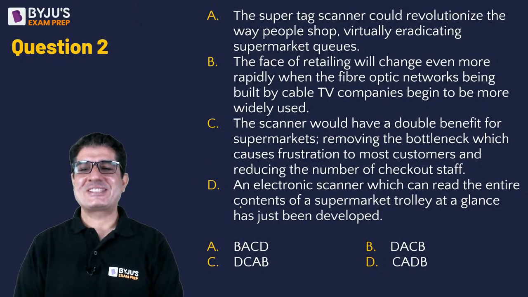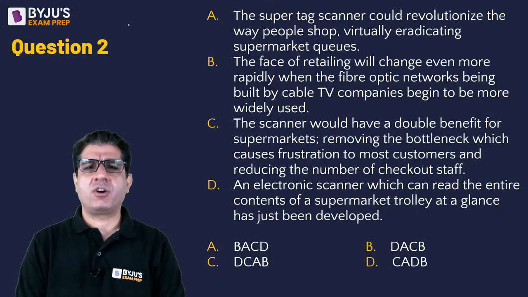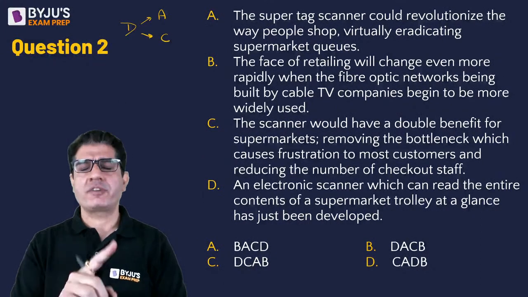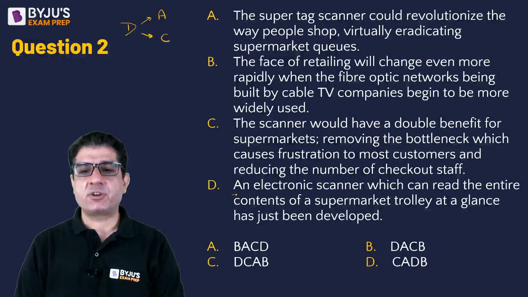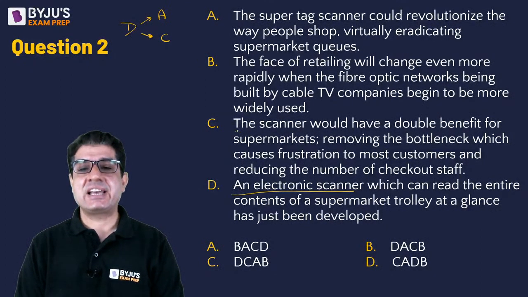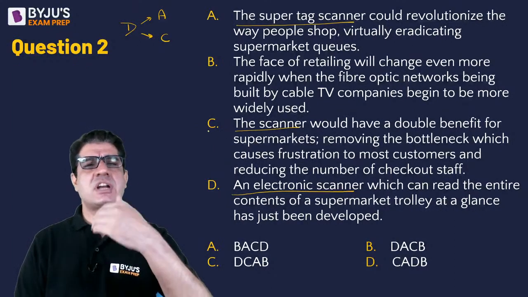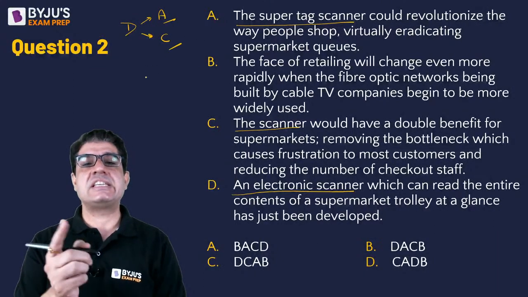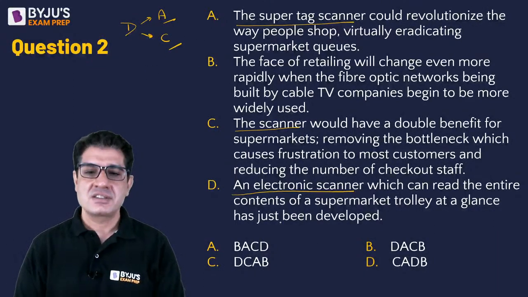Okay, so B versus C, let us see. I think it's very easy to figure out that sentence A and sentence C, both of them should come after D. Why? D talks about an electronic scanner. Now you notice C has the scanner, A has the super tag scanner. So obviously they should come after D. Any option where either A or C is placed before D can be eliminated.